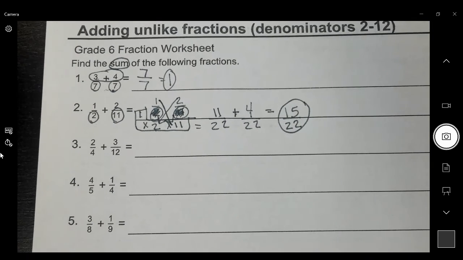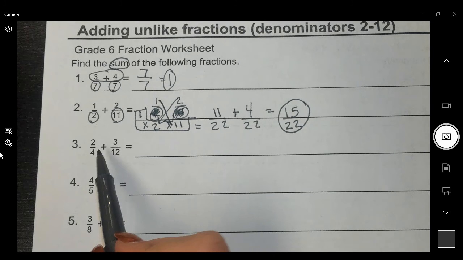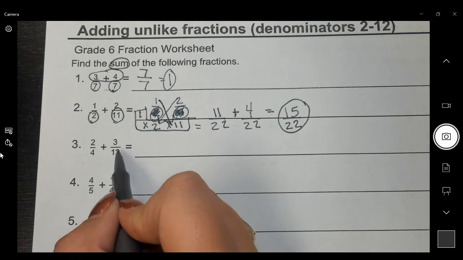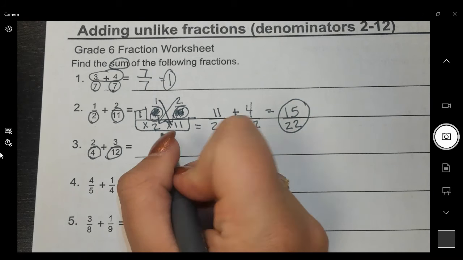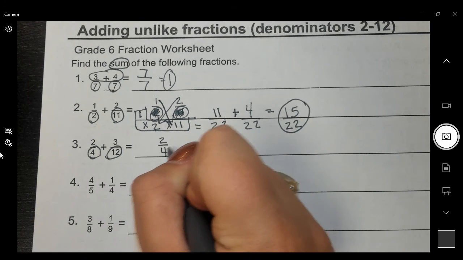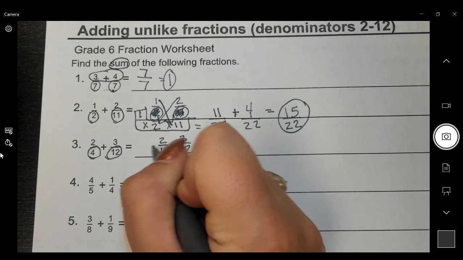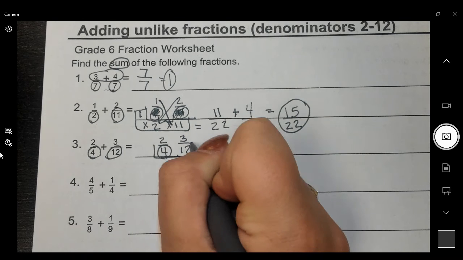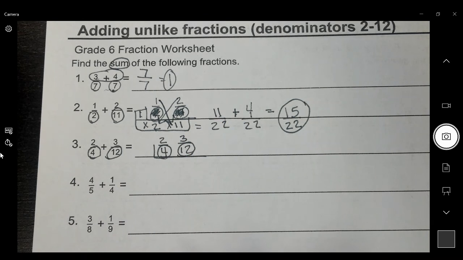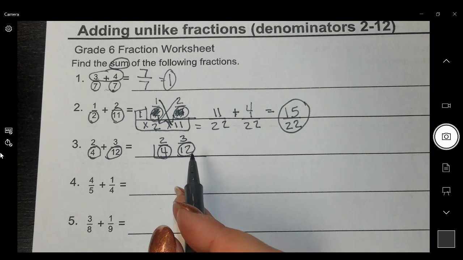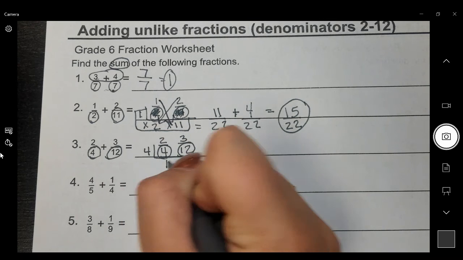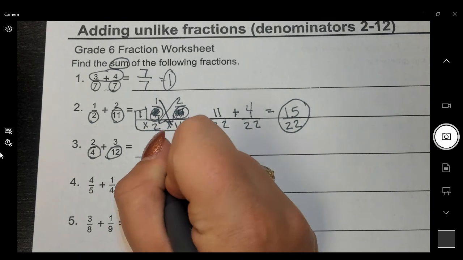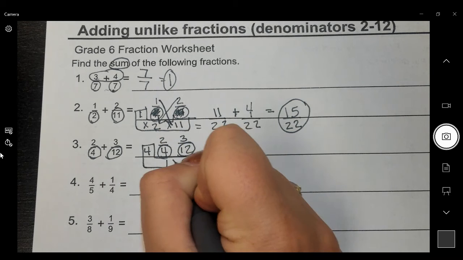Okay, let's do one more together. This one we have 2/4 plus 3/12. My denominators are not common, so I'm going to place those in the slide so that I can find the common denominator. I'm focusing on my denominators. I can use 2 because both of them are even, but because I know my math facts, I'm going to go ahead and try 4. I hit 1, so I'm done.